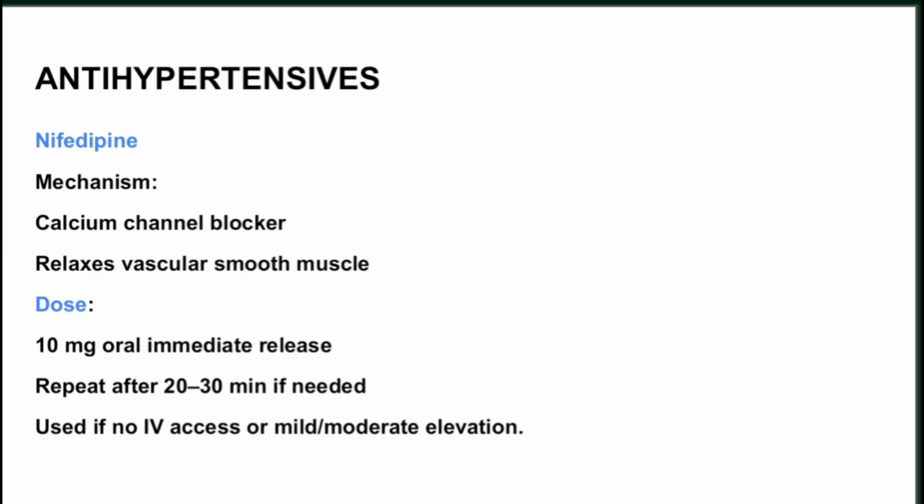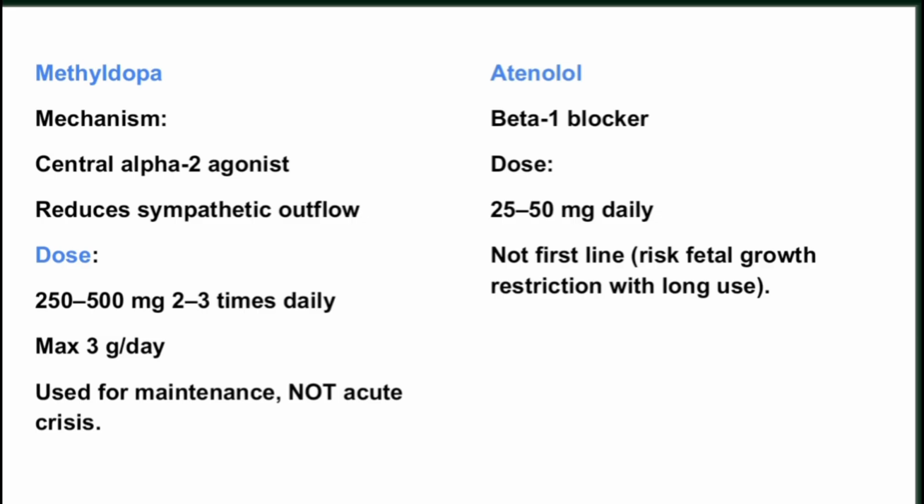Okay, so with that being said, we're going to ensure our antihypertensives just to make sure the BPs are stabilized. So we're going to make sure that we give nifedipine, which is a calcium channel blocker. We can start with 10 milligrams per oral, and we can also give methyldopa, which is a central acting alpha 2 agonist, which reduces sympathetic outflow. We're going to give at least 250 to 500 milligrams 2 to 3 times daily. We can also add atenolol, a beta 1 blocker, though it's not the first line because it can cause risk of fetal growth restriction with long use. Okay, so we can give at least 20 to 25 milligrams daily. That's if the BPs are still refractory.